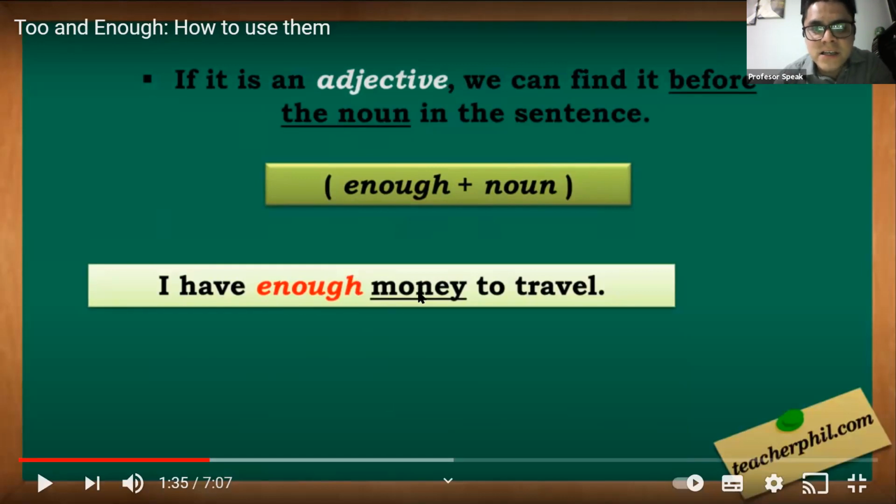Is money a verb or a noun? A noun. It's a noun. So you already know that we use nouns after adjectives. An adjective describes the noun. So in this case, enough is acting as an adjective.